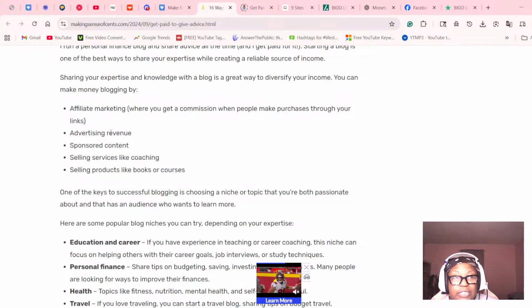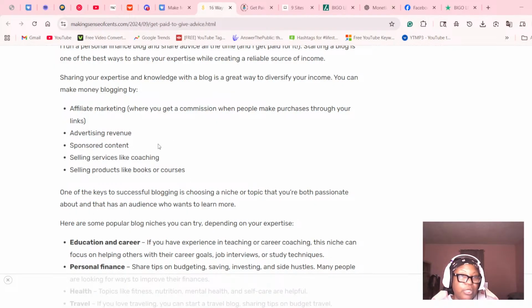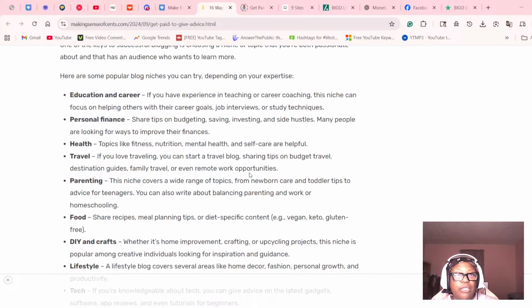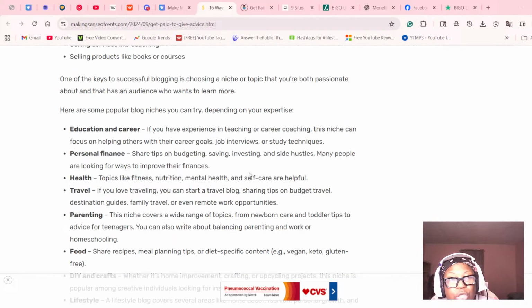But if you have a lot of readers, like you build your audience up, that's a great way to make revenue: advertising revenue, sponsored content. Like if your daughter is in cheer or your son is playing football and they want to advertise, they can advertise on your blog, selling services like coaching, selling products like books and courses. You can put all of that stuff in your blog. What can you talk about?